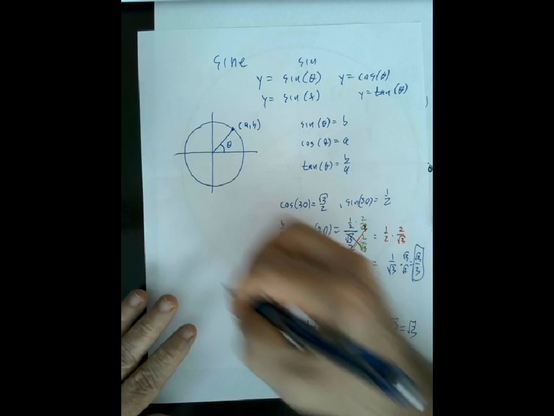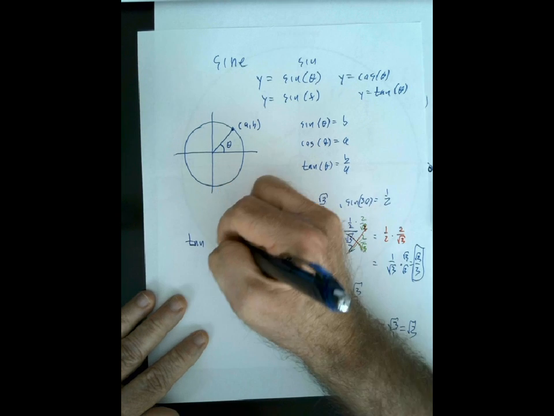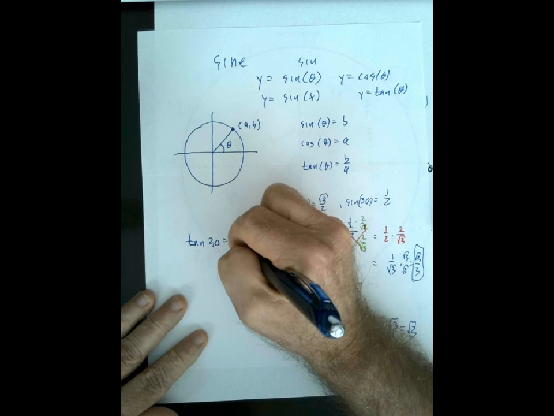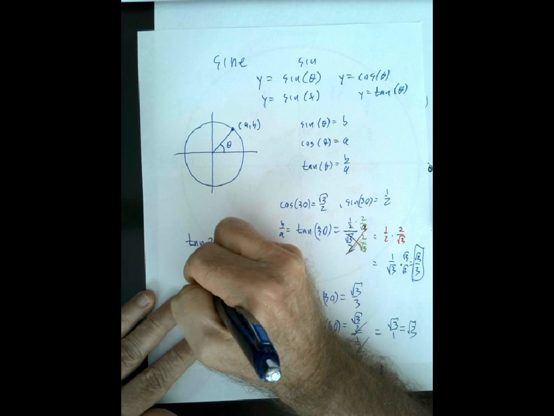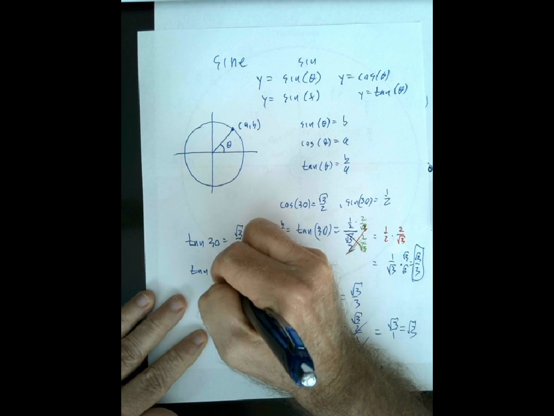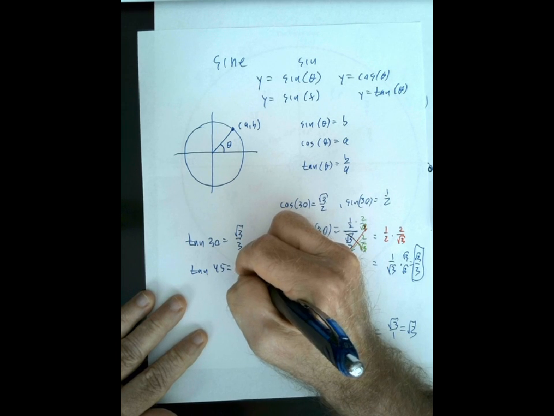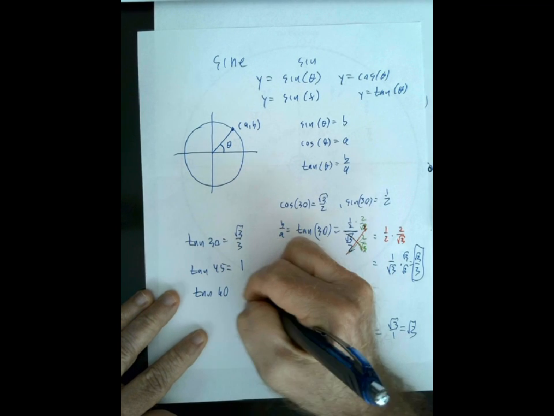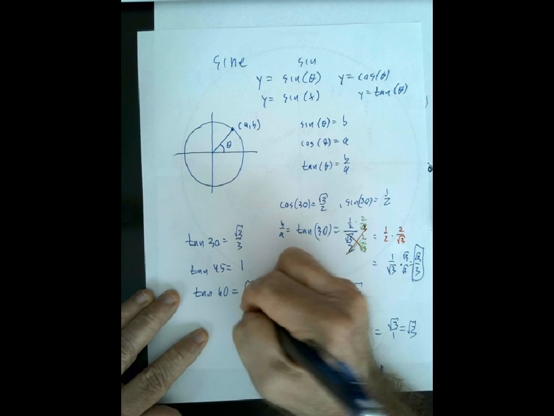So I'll summarize it over here. Tan 30 is rad 3 over 3. Tan 45 is 1. Tan 60 is rad 3.